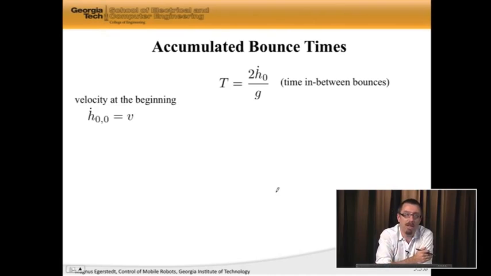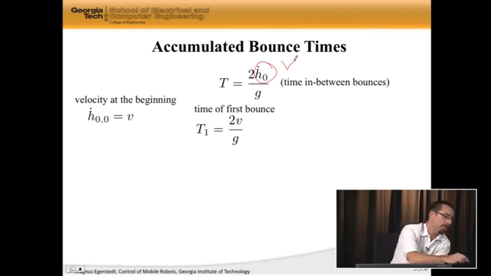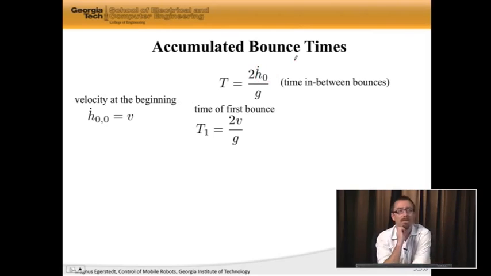Well, the velocity at the beginning, so at the first time, let's say that the velocity is v, right? So then the time of the first bounce, instead of h dot 0, I just plug in v there. I get 2v over g. That's the time of the first bounce.